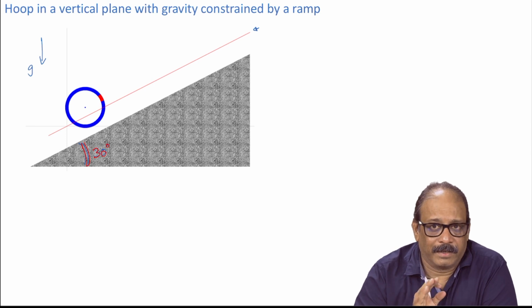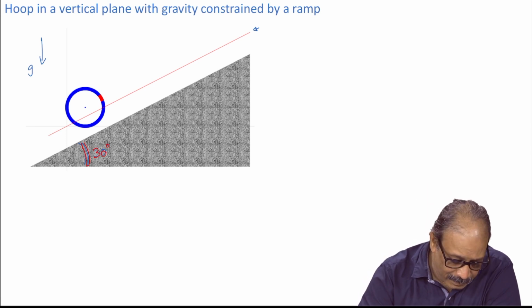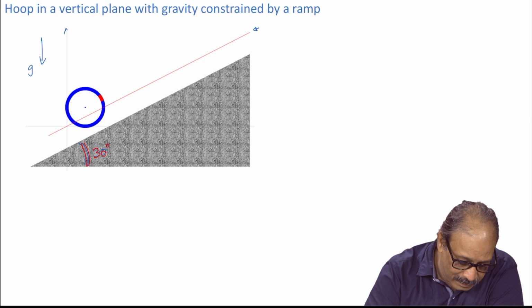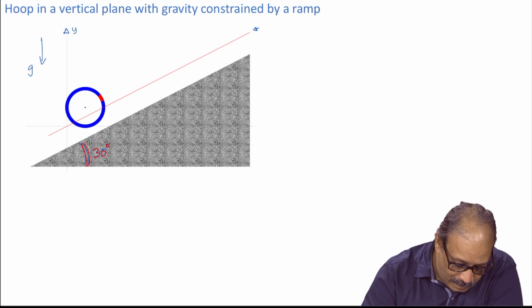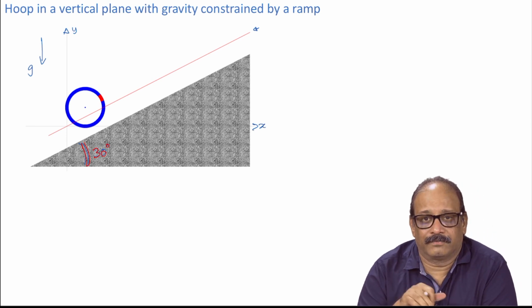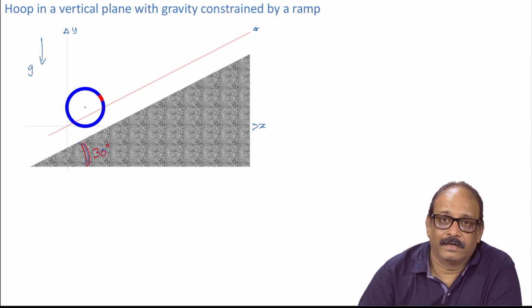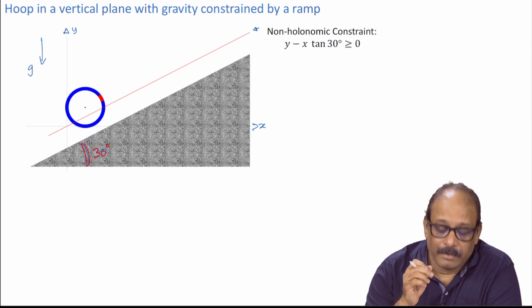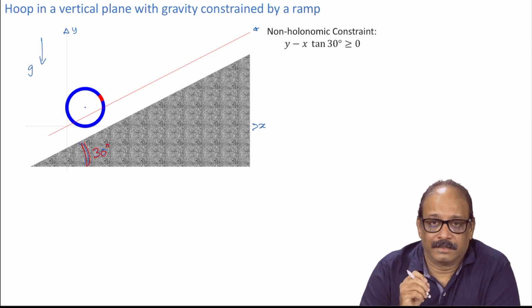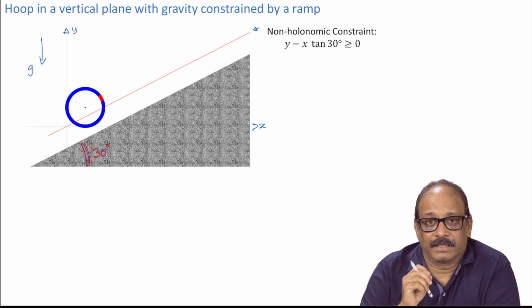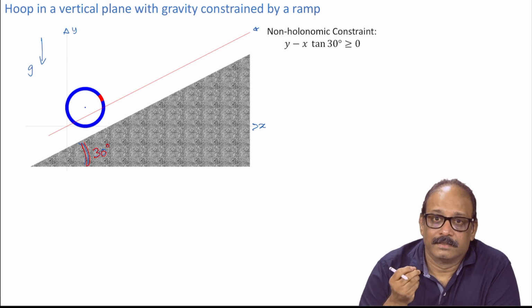And then I will set up my coordinate system such that this red line passes through the origin. So, this is your y axis and this one here is your x axis. Which means I can now write down this constraint as y minus x tan 30 degrees must always be greater than or equal to 0.